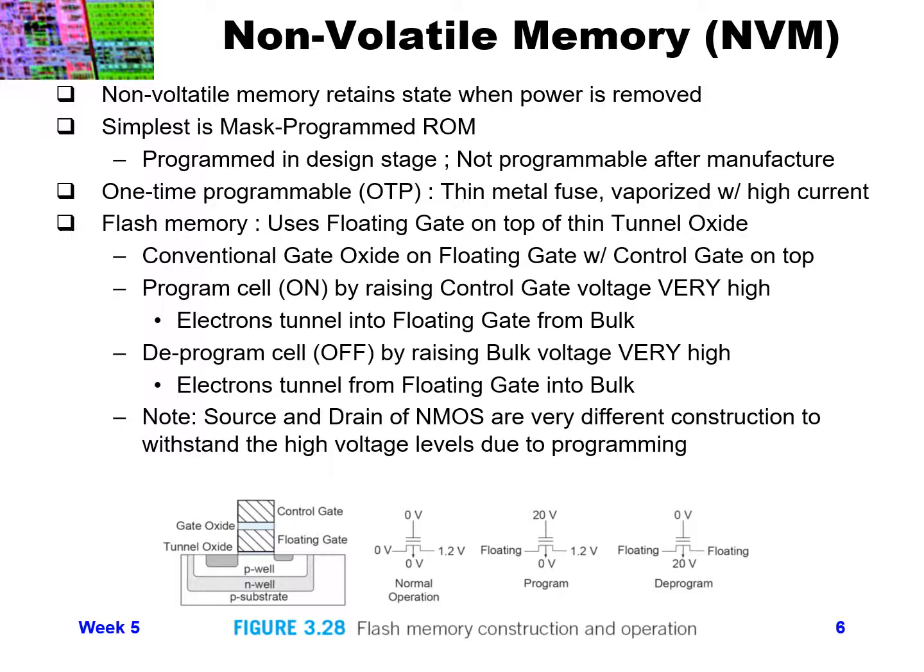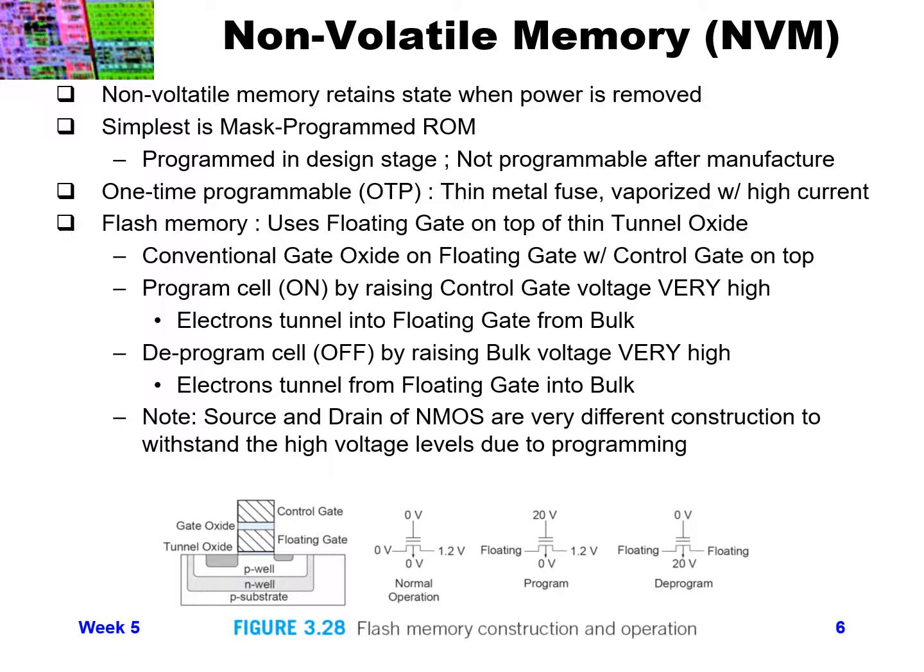A different way of doing non-volatile memory is a one-time programmable, or OTP, where you could have a device that has a thin metal fuse. You can vaporize that fuse with a high current, and then you have a value that you can read out. But you can't change that value after you've programmed it the first time.